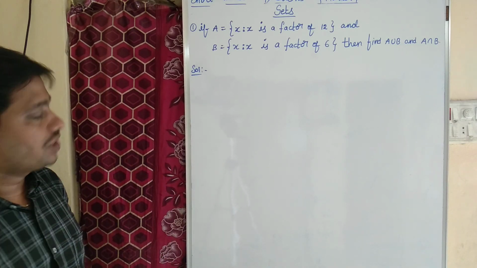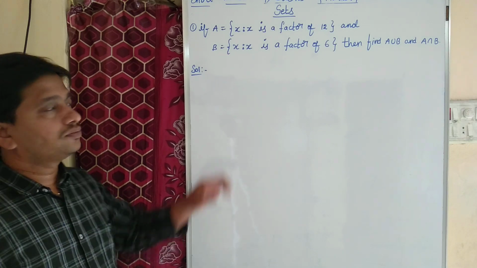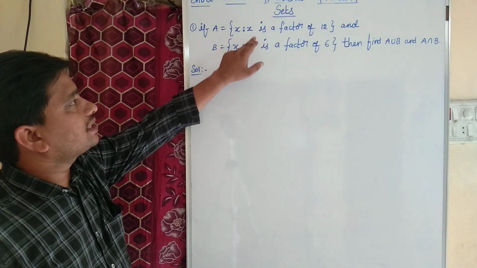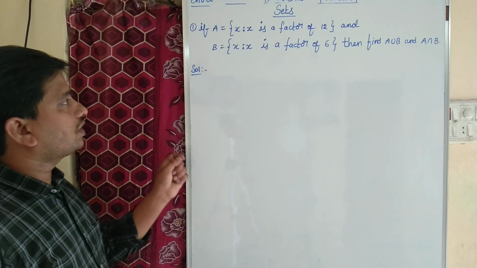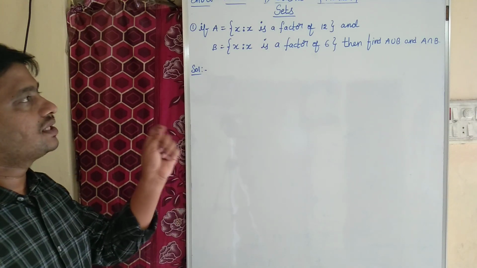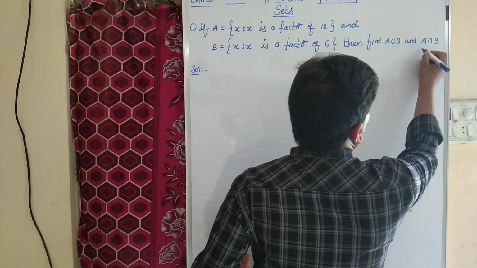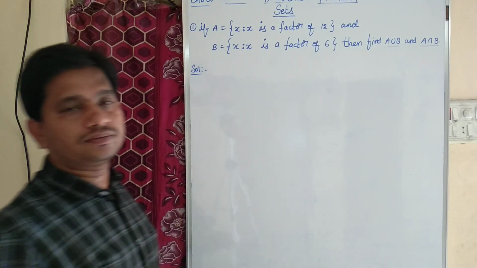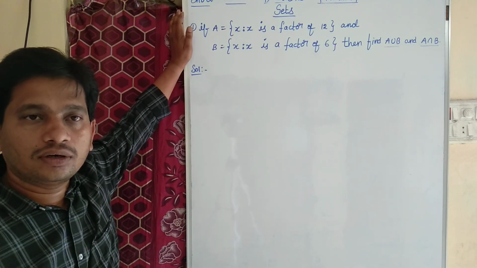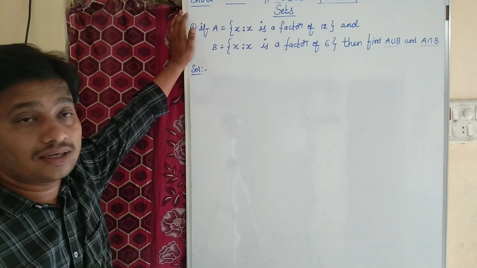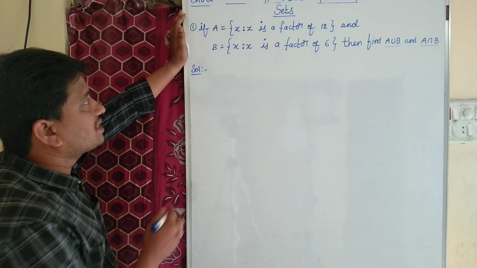Okay, coming to question number 1. If A equal to x such that x is a factor of 12 and B equal to x such that x is a factor of 6, then find A union B and A intersection B. Sometimes they may give direct elements in the set, but sometimes they may ask indirectly, right? So what is set A?